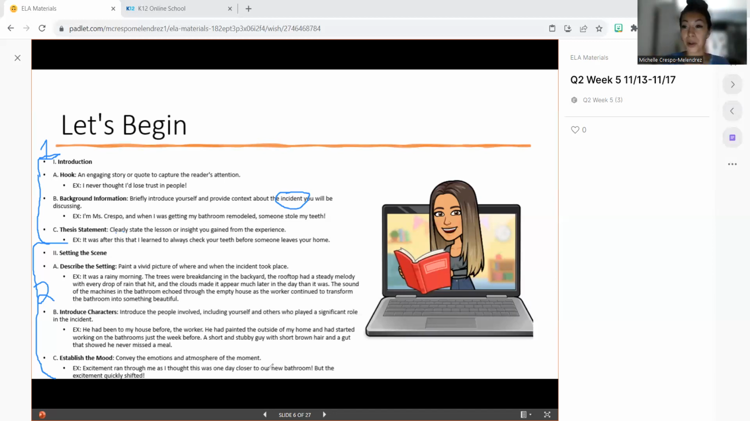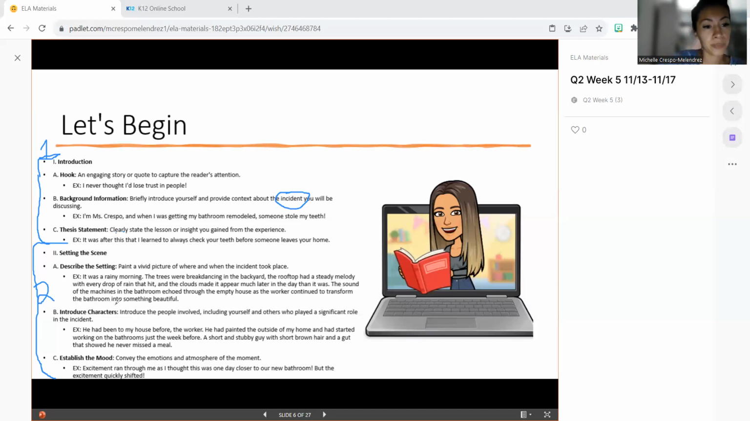The second paragraph is setting the scene. So again, you're still not telling us the whole story yet. You're setting the scene now. You're describing the setting, introducing characters, and telling us the mood. So where's the story taking place? Where are you at? Who's involved? And what's the feeling? What emotions are going on?